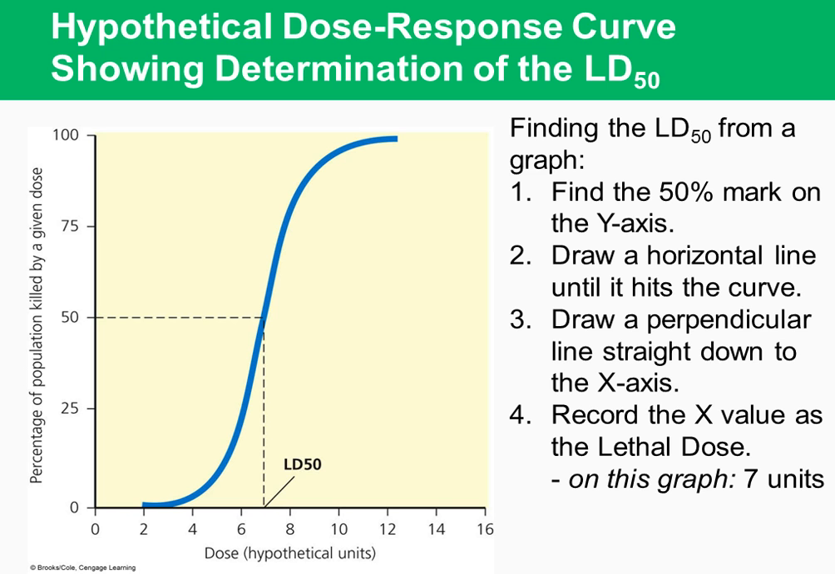So your steps here are listed on the side, and are good to remember. First thing you want to do is find the 50% mark on the y-axis. Then you're going to draw a horizontal line until it hits the curve. My lines didn't match up exactly, but you'll forgive me. Then draw a perpendicular line straight down to the x-axis. And there you go. You get your x value on the lethal dose. Again, on this graph, it's going to be 7 units.